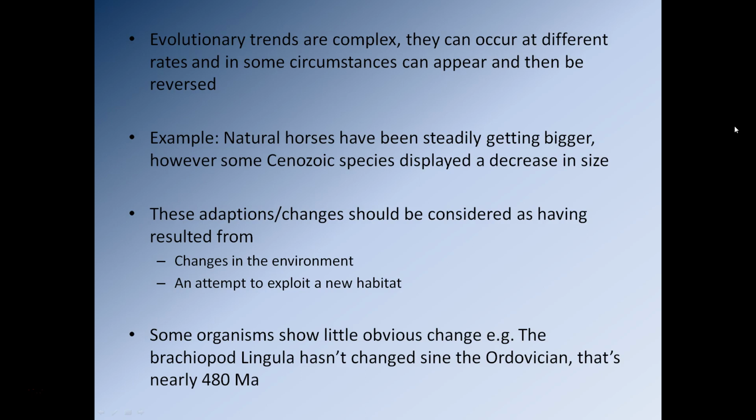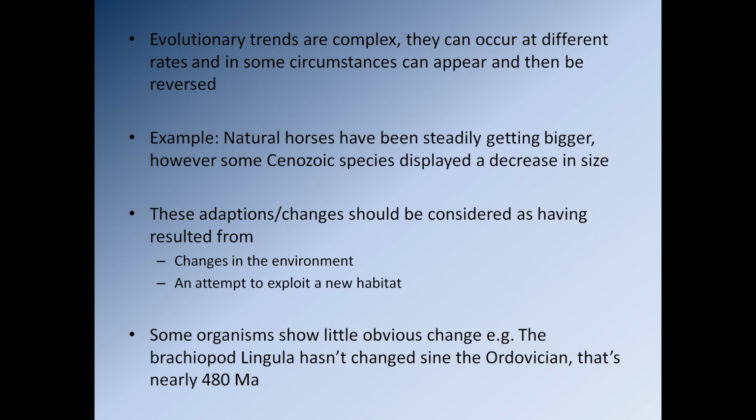So these adaptations could be considered as having resulted from a change in the environment. We've already spoken about how if food gets scarcer, it's often advantageous to have a smaller body. So it could be a question of the amount of food, or it could be an attempt to exploit a new habitat. So if the horse is trying to go from a grassy plain into a forested area, well, being a really big horse trying to run through a forest is actually a disadvantage.